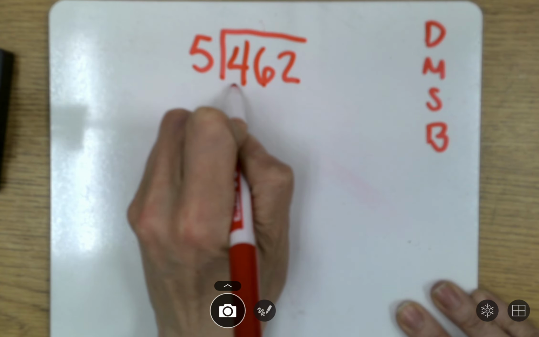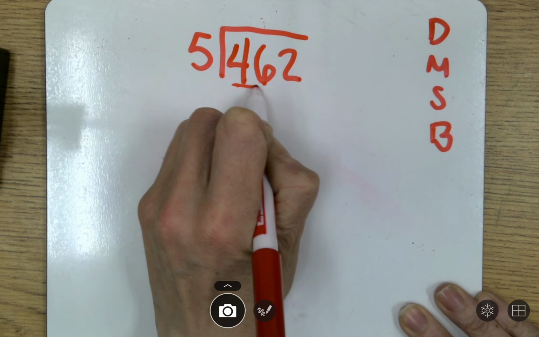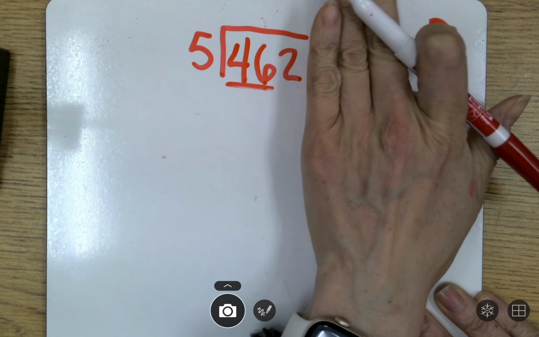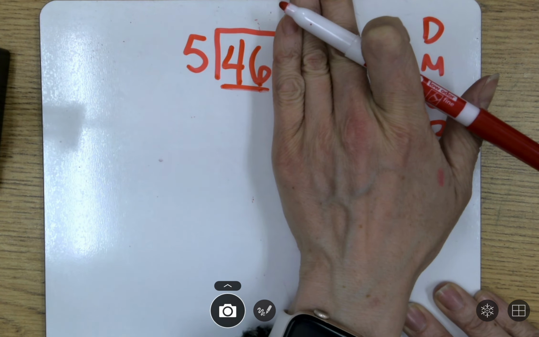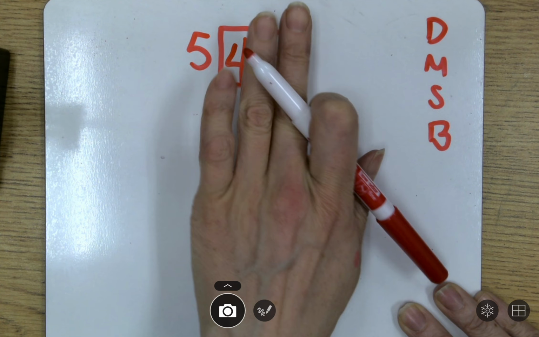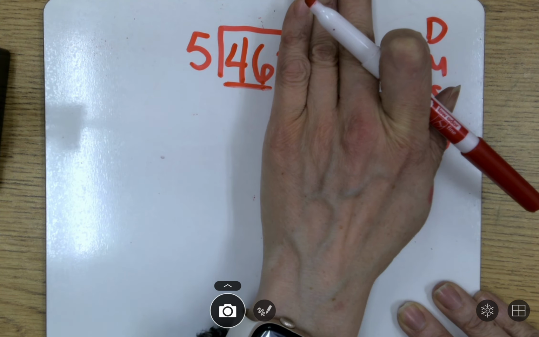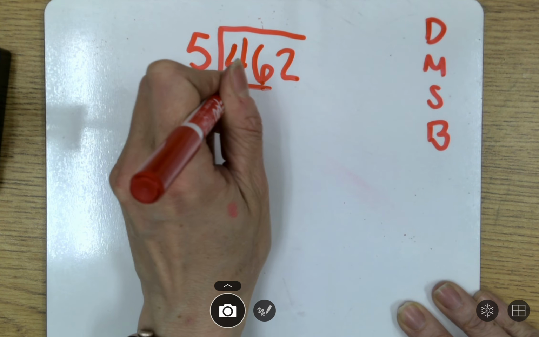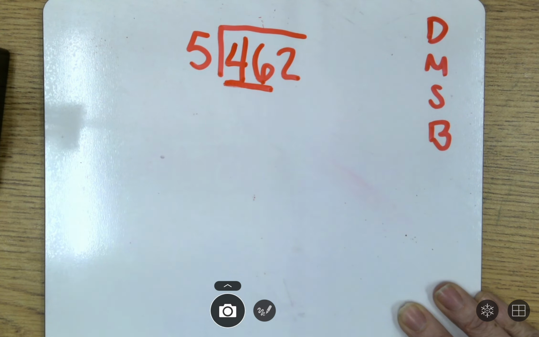Next, I'm going to add on the 6. And I'm going to ask myself, just like when we did 2-digit, remember we added on the next number? Same thing. We're going to leave this 2. We only add 1 digit at a time. So we start with the number with the greatest value and move to the next number.